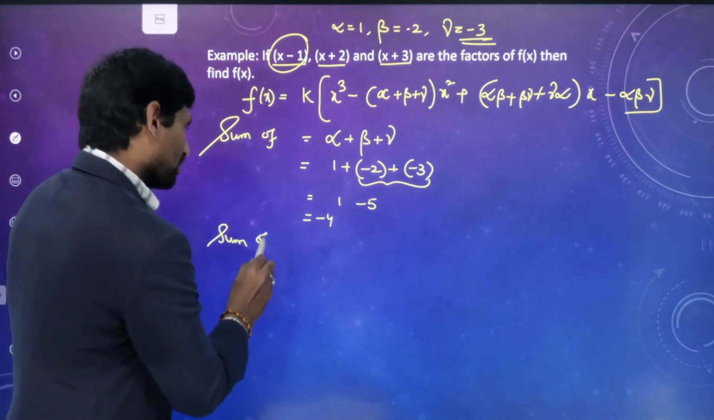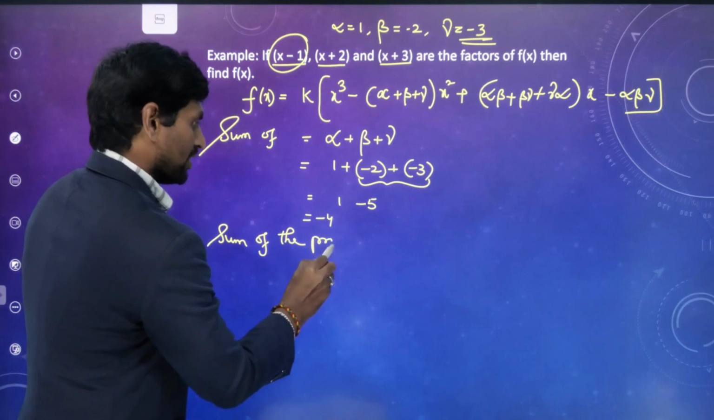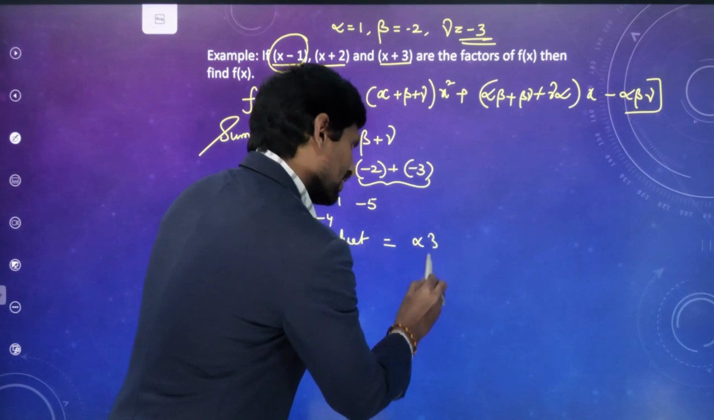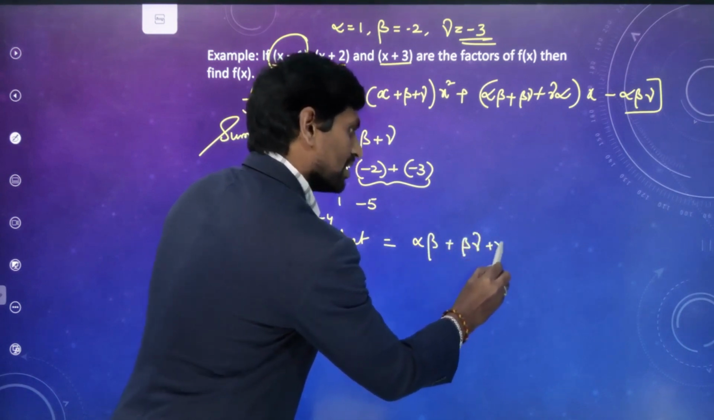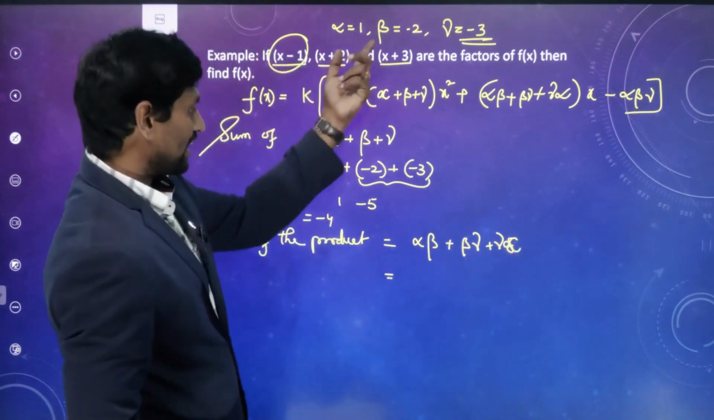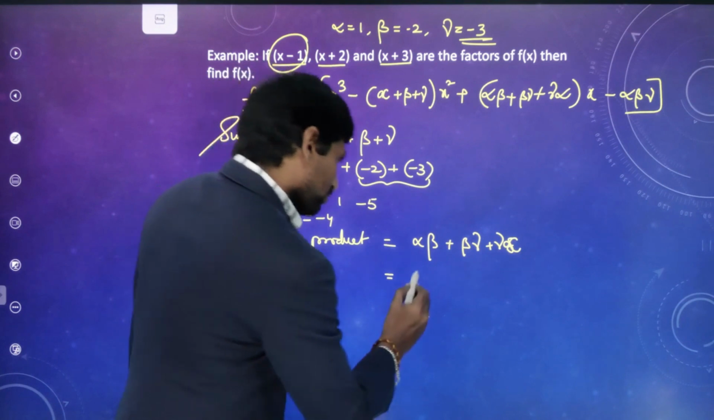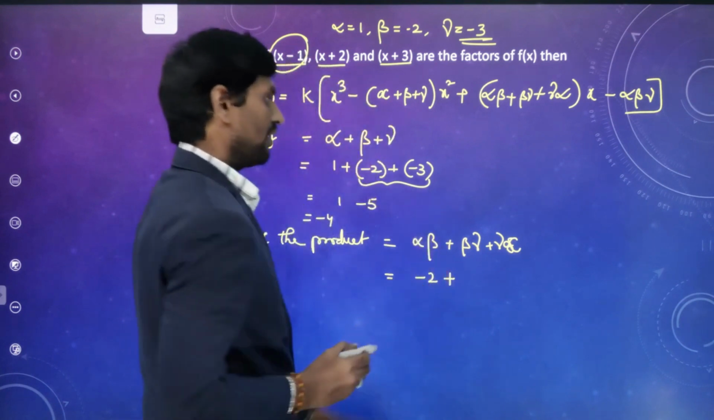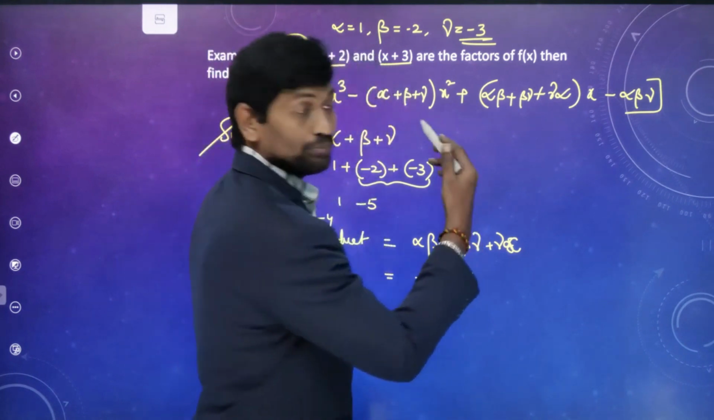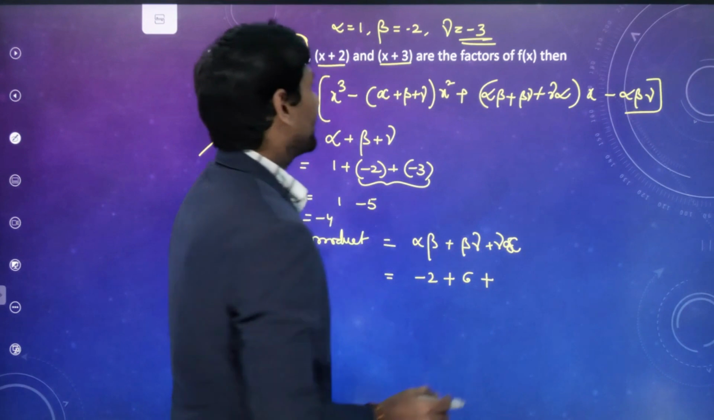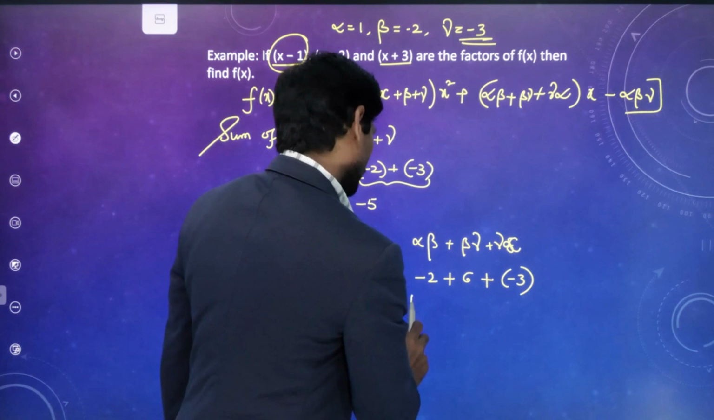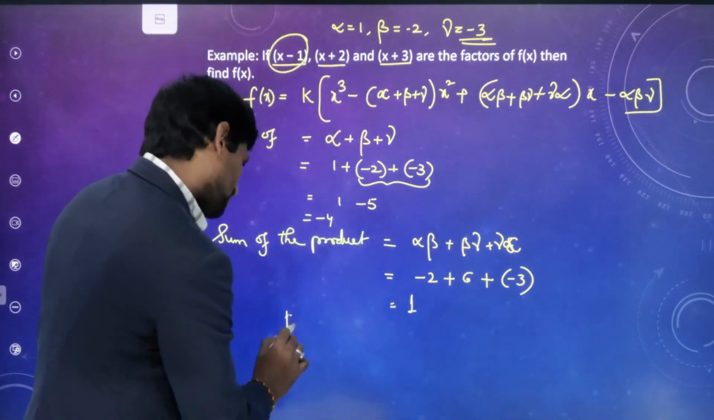Next, sum of the product of roots. Combination of both sum and product. Sum of the product of roots is nothing but alpha beta plus beta gamma plus gamma alpha. Right. So alpha value 1 and beta value minus 2. 1 into minus 2 is minus 2. Beta gamma, sorry, minus 2 into minus 3 is 6. And gamma alpha, minus 3 into 1, minus 3. So answer is 1.